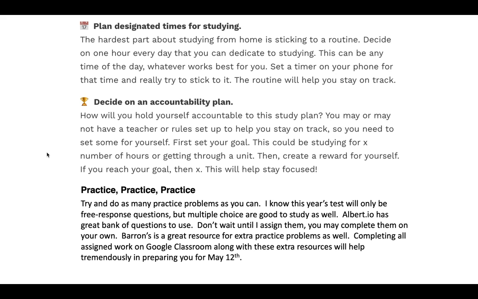Decide on an accountability plan. How are you holding yourself accountable? Set goals. This is the amount of hours I want to study for AP Statistics in a week, and try to hit it. And then the only other thing that I would suggest is practice. Even if you're getting questions wrong or you're missing things, it's okay. The more practice, the better. You will get better as you practice more.